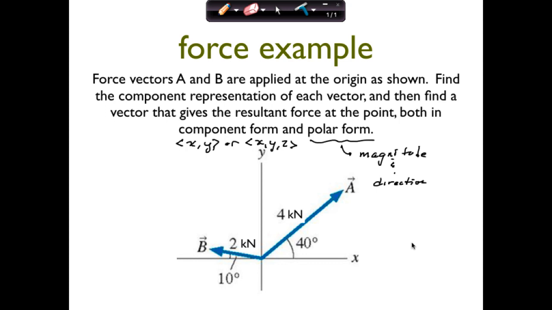So component form is when you have the individual components, and you use the chevrons. Polar form is when it's given the way we understand vectors, as a quantity with a magnitude and a direction. Okay, so this is your task: find the component representation of each vector, and then find a vector that gives the resultant force. Let's talk through it, and then I'll put you to work while I take attendance. We want to find the component representation of each vector. This is given in polar form, so how do I write vector A in terms of an x and y component?